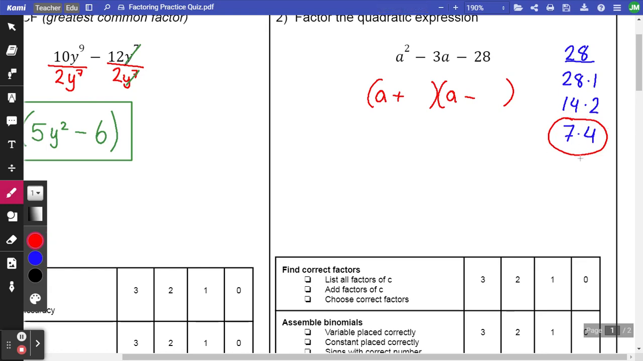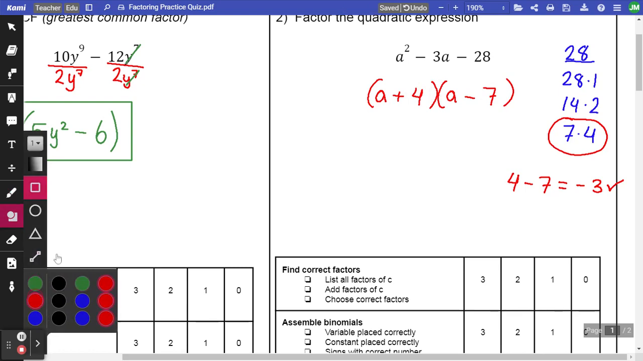In order to get a negative 3 out of this, I need to set this up with a positive 4 and a negative 7. So 4 minus 7 equals negative 3. And that checks out. That's the middle term I'm looking for. So the positive factor is 4, and the negative factor is 7. And this is my answer.